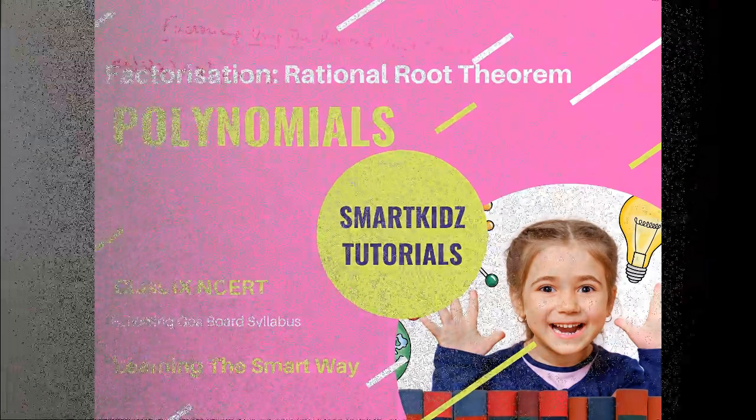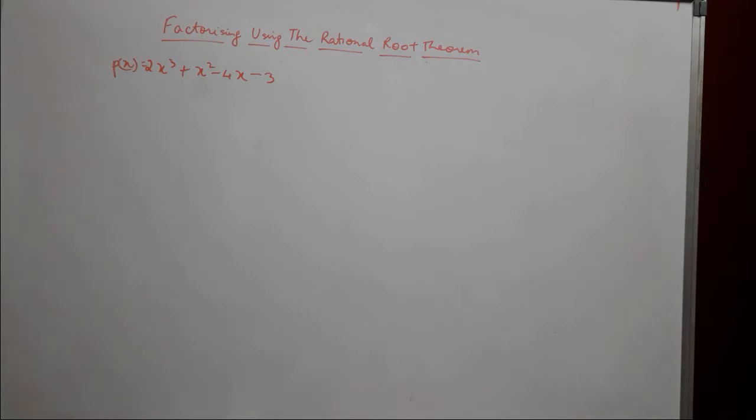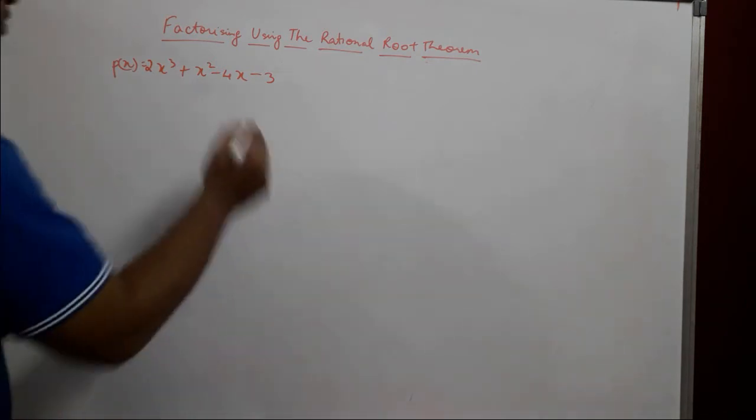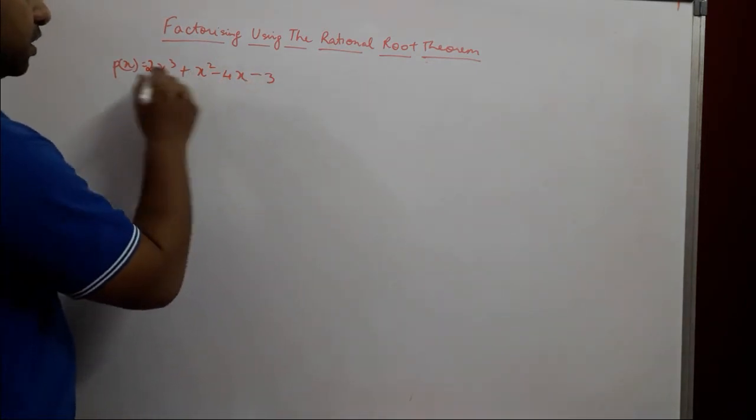Hello students, in this video we will solve a couple of problems in which we will factorize cubic polynomials using the rational root theorem. Our first problem is p of x equal to 2x cubed plus x squared minus 4x minus 3.